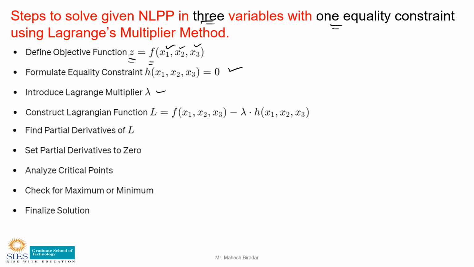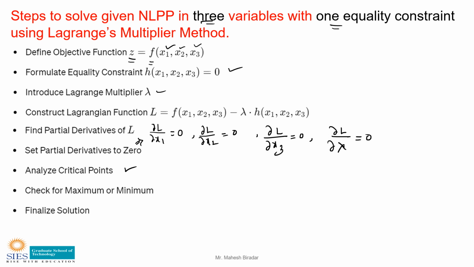Then we have to differentiate L with respect to x1, which means you need to find dou L upon dou x1 equal to 0. Here for x2 also, dou L upon dou x2 is equal to 0. Dou L upon dou x3 is equal to 0. Also dou L upon dou lambda equal to 0. So in this way we will get four equations. Then we need to analyze the critical point. We have to check the maxima or minima of the function and finalize the solution.